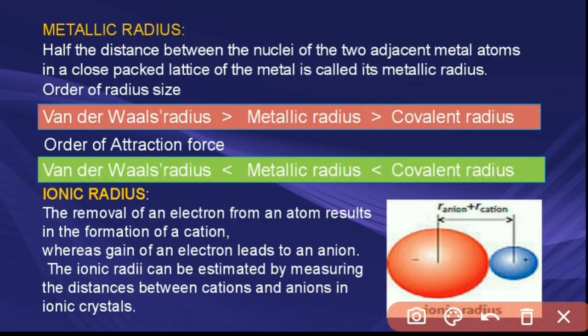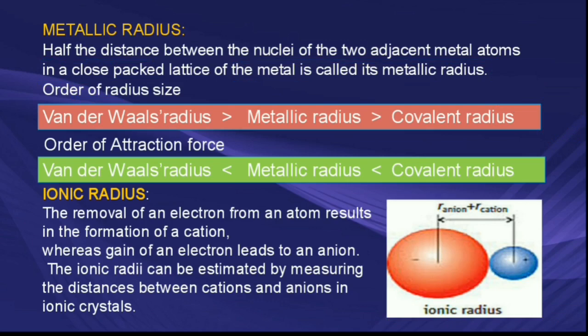Next radius is metallic radius, and it is the radius of two adjacent metal atoms in a close packed lattice. So we can define metallic radius as half the distance between the nuclei of two adjacent metal atoms in a close packed lattice of metal. We can understand by this diagram. Two adjacent metal atoms, its nuclei, so it is the internuclear distance, and its half distance is called metallic radius.